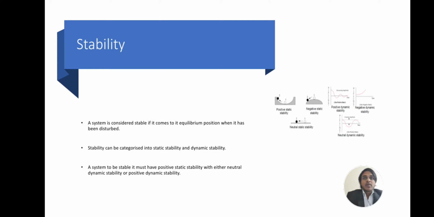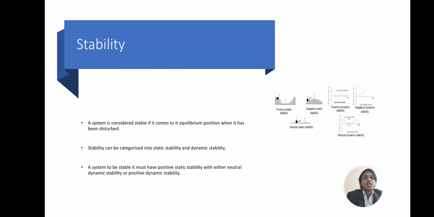Stability can be categorized into static stability and dynamic stability. If a disturbed object has a tendency to come to its balanced position, the object is considered to have a positive static stability. Similarly, if an object moves away from its balanced position when it is disturbed, the object is considered to have a negative static stability.